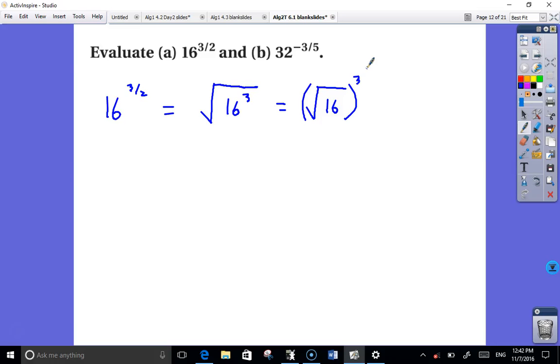The square root of 16 cubed. So what is 16 cubed off the top of your head? Anybody? Nobody knows that, right? Okay, try the one on the right. What's the square root of 16? 4. You know that, right?